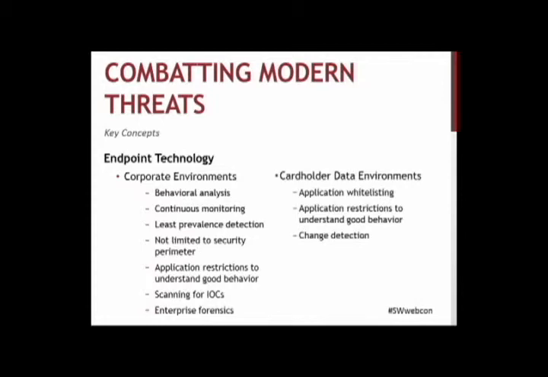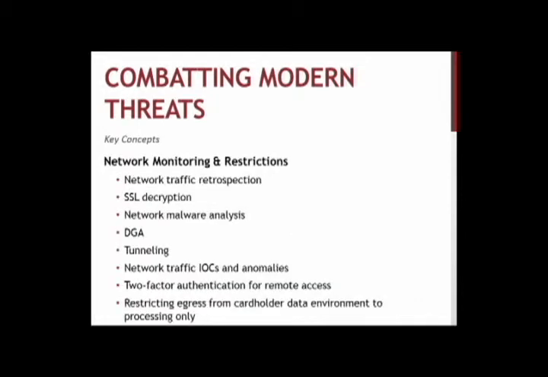So from the network monitoring and restriction point of view, just like on the endpoint, having the ability to do retrospection is important. Maybe you don't know what something is right now, but let's say two weeks from now you identify, oh, here's a signature. Being able to look back in time on the endpoint, and having that same ability on the network, is also important.